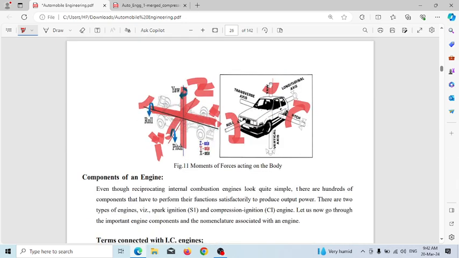Pitching can lift the tire or the vehicle upward and downward, so traction control is lost. So pitching is very important. Rolling causes roll of the vehicle about the x-axis, the longitudinal axis. And yawing is about the vertical axis. This is called yawing.